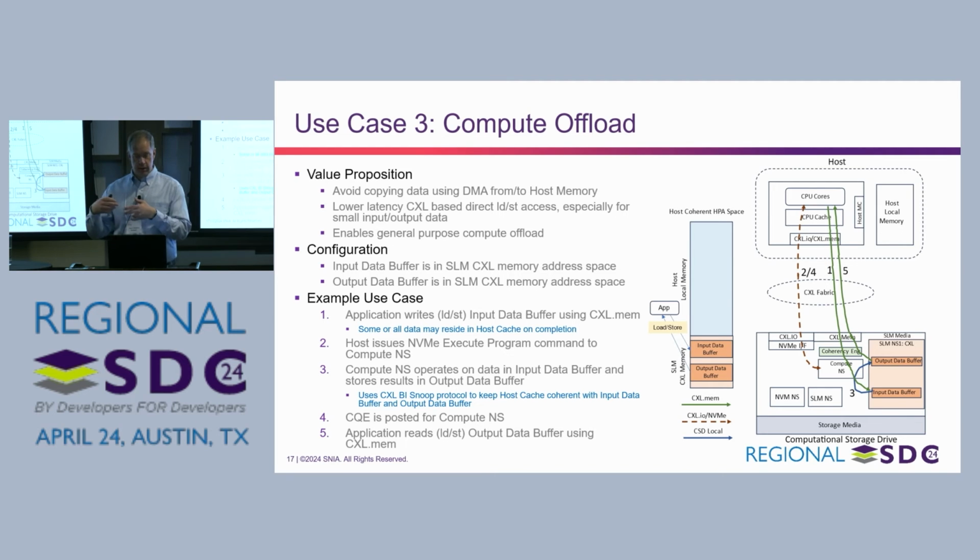And so it's going to be, like I said, a combination of the first two. The application is going to write to the input data buffer using CXL.mem. We're going to use an execute program command to perform an operation on the data, writing it to the output data buffer. Using the CXL 3.0 back invalidate snoop, we make sure that the input data buffer is coherent with the host, and the output data buffer is coherent with the host. And when the execute program command finishes, now the application can just come read the data directly out of that memory.